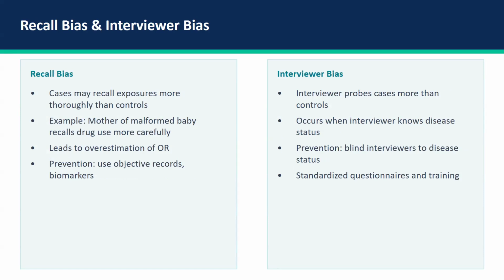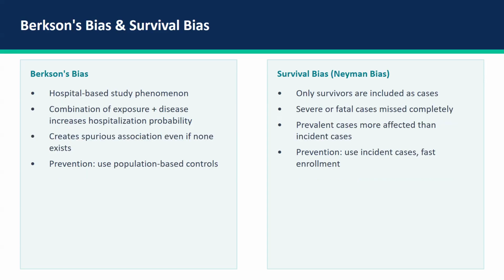So for recall bias, cases may recall exposures more thoroughly than the controls. For example, the mother of the malformed baby recalls the drug use more carefully. This leads to overestimation of the odds ratio. So prevention of recall bias can be done by using objective records and biomarkers. Interviewer bias means when the interviewer probes cases more than the controls. This occurs when the interviewer already knows the disease status, and this can be prevented by blinding the interviewers to the disease status. And standardized questionnaires can be used, and training and retraining can be done.